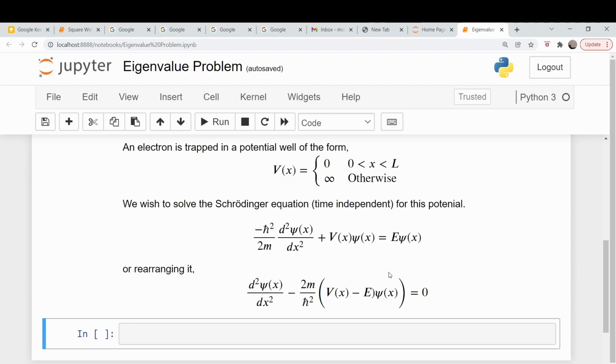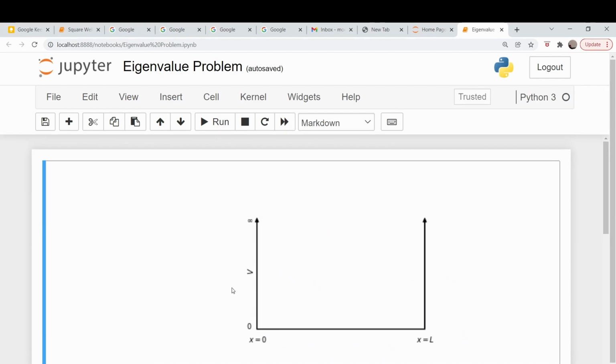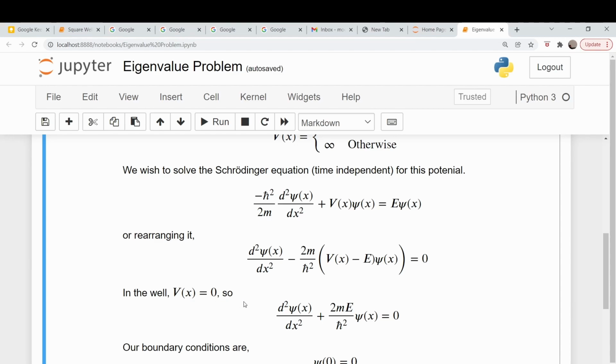So for this simple potential, this equation can be solved analytically easily enough. Since the particle cannot have any energy outside of this range 0 to L, the wave function is 0 there. And so we only have to solve the equation inside the well, but the potential energy inside the well is 0. So this equation is going to simplify somewhat. So let me rewrite that with the potential energy term taken into account. V is equal to 0 inside the well. So our equation simplifies to this.